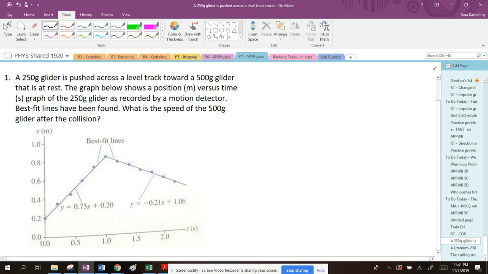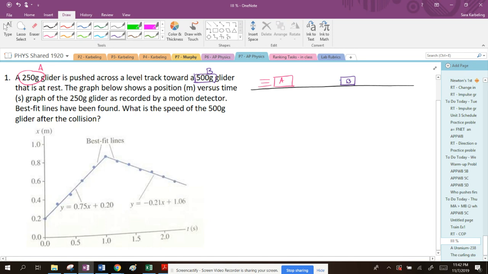So this problem says that a 250-gram glider is pushed across a level track towards a 500-gram glider that is at rest. I'm going to draw myself a quick little picture just to have a sense of what's going on. So I've got my first one. I'm going to call this the 250-gram glider, and I'm going to call that one A, just to keep myself organized. It's going to be moving toward the 500-gram glider. I'm going to call that one B, and it says it's sitting at rest. So this is the before picture.